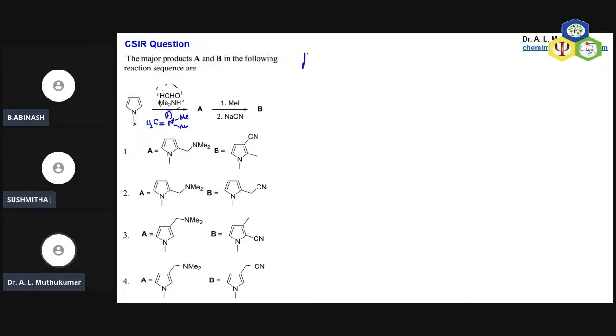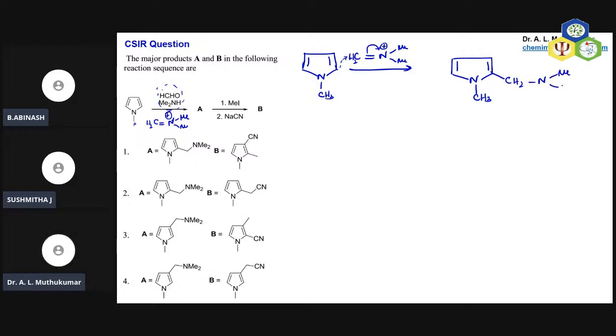So the first step is a simple Mannich type of reaction. This iminium ion is reacting with this N-methyl pyrrole. What is happening is this C2 position will be attacking here, and this electron will be shifting here. It will be leading to the formation of this product. So this is product number A. This is CH2NMe2.